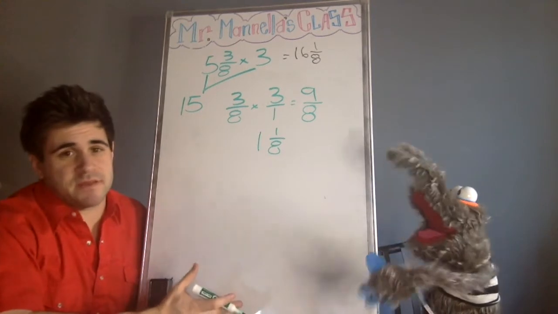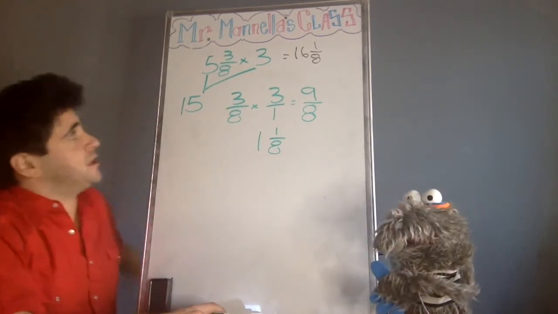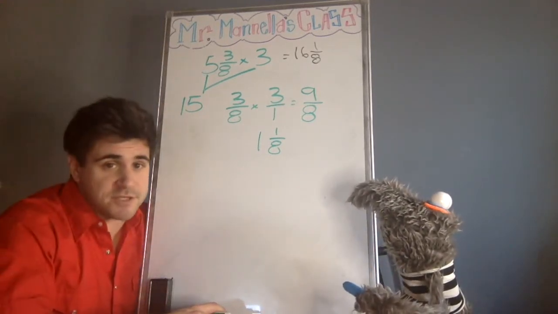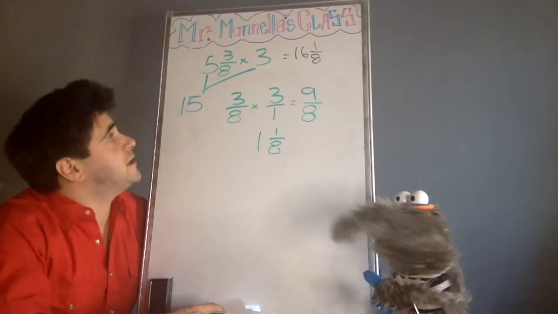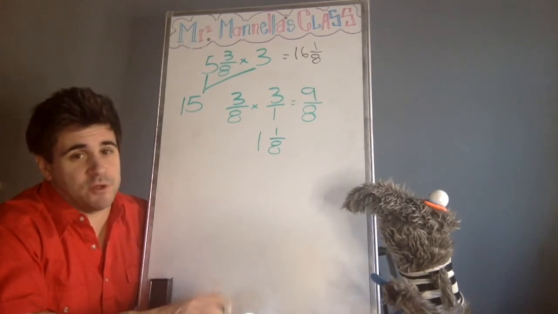When you're multiplying a mixed number and a whole number, it's up to you how you want to solve it. You can solve it by turning the mixed number into an improper fraction, and then multiplying, and then dividing. Or you can break it into two parts. You can multiply your whole numbers and multiply your whole number and your fraction.